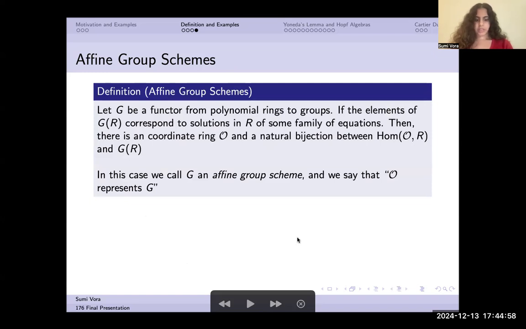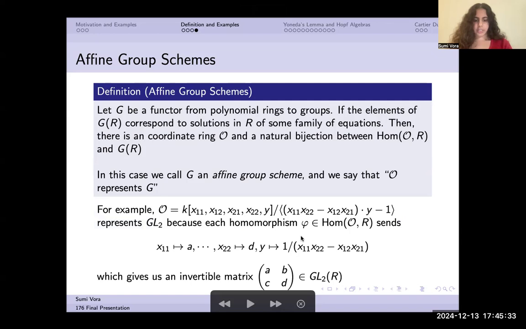Right? And so now finally we get to define the definition of affine group schemes. And the idea is that an affine group scheme is a functor G from polynomial rings to groups, such that there is a coordinate ring O, where the set of homomorphisms from O to R is isomorphic to GR. So essentially, an affine group scheme is going to be a functor G that sends R to a group of solutions to some polynomial equations over a field K, or over a commutative ring K. And if we have this, we'll say that O represents G. So again, yet another example.